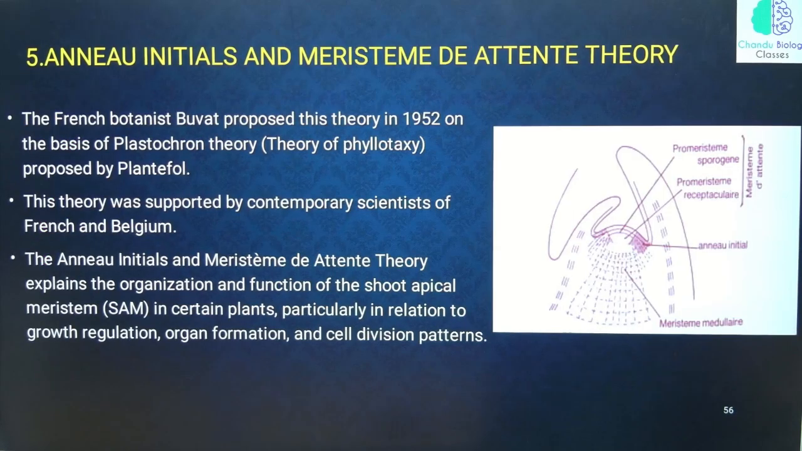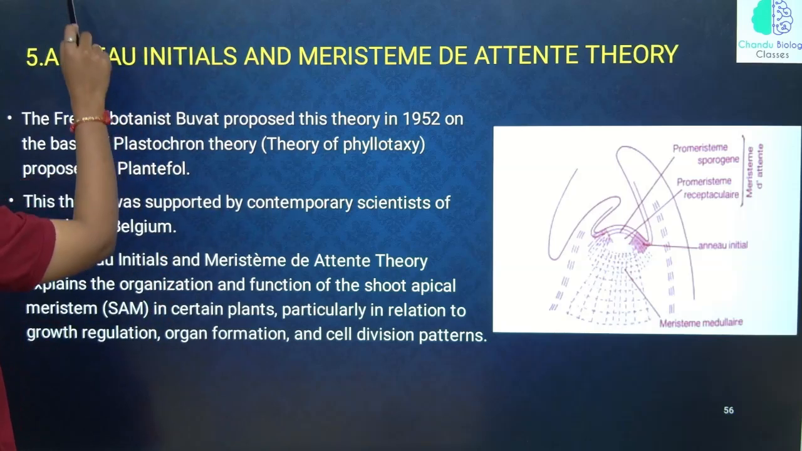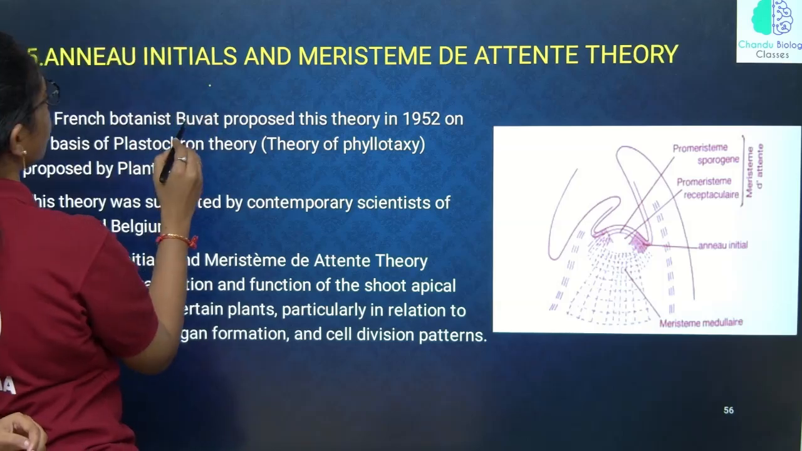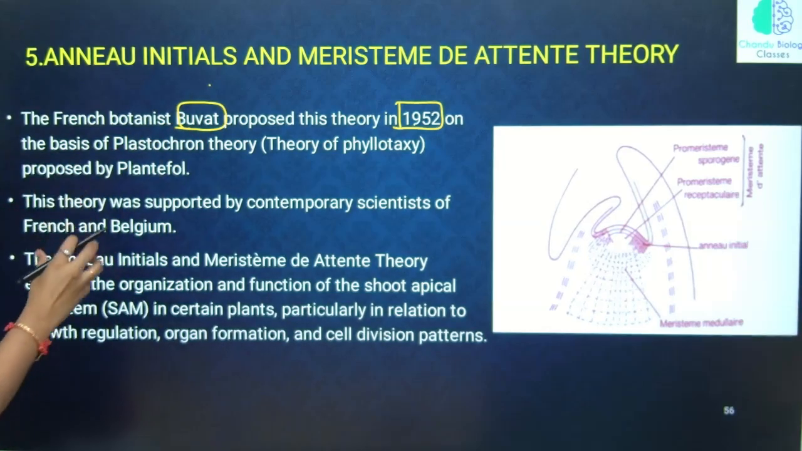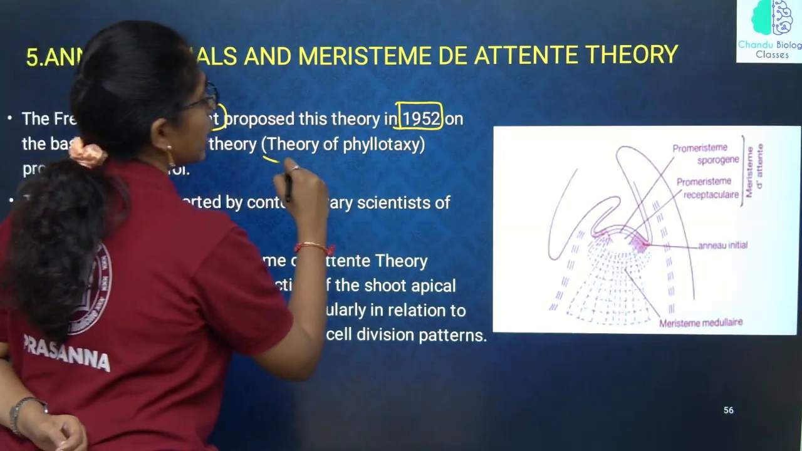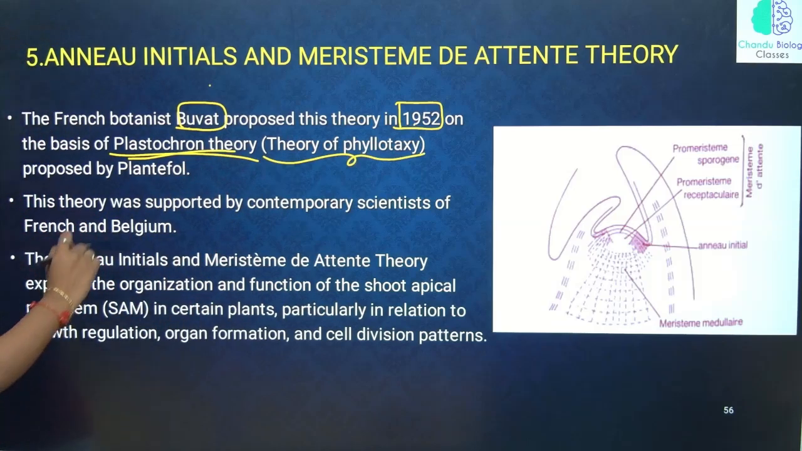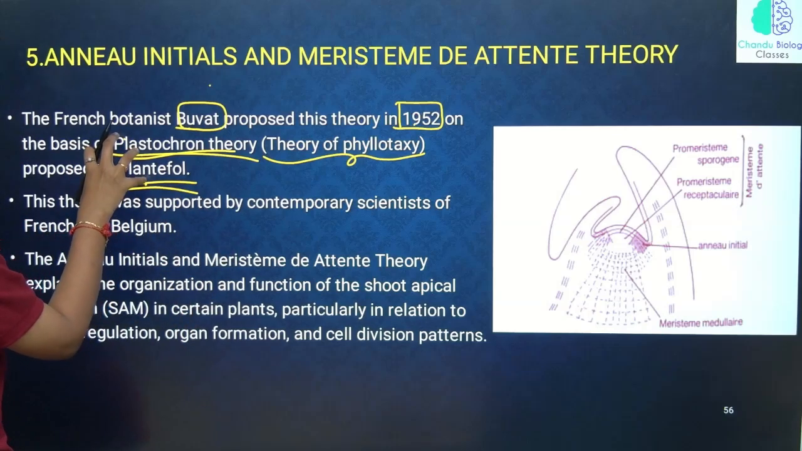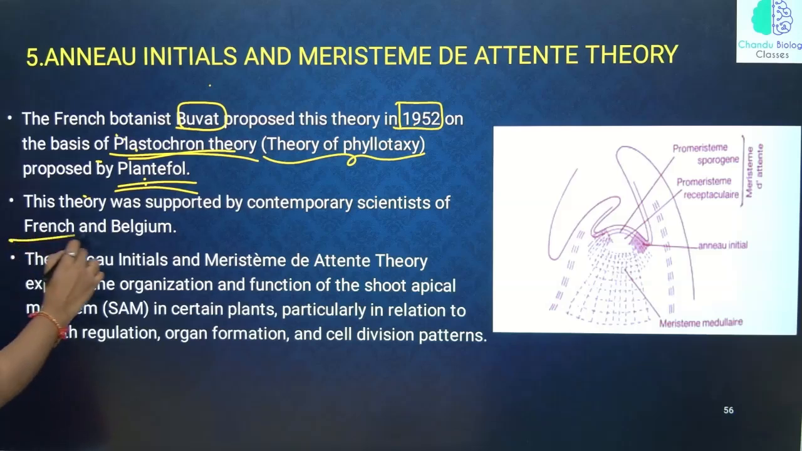Next comes the theory of Anneau initials and Meristem d'attente theory, which was proposed by the French botanist Buvat in the year 1952. This theory is on the basis of the theory of phyllotaxy, called the plastochron theory, which was proposed by Plantefol. On the basis of that theory, the Anneau initials Meristem d'attente theory was proposed. This theory is supported by contemporary scientists also.